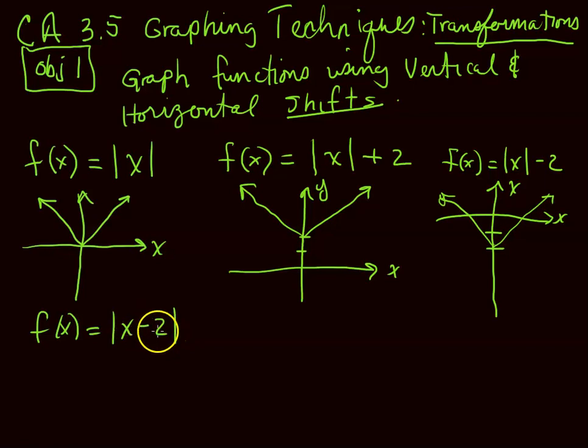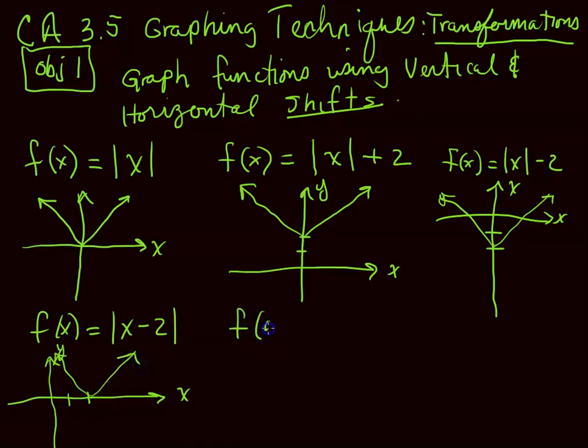This looks like it should move to the left 2, because inside the function moves left or right, but it moves to the right 2. So inside the function moves the opposite of what you think it should. Instead of, when you subtract 2 moving to the left, it moves to the right, and you get your absolute value function.